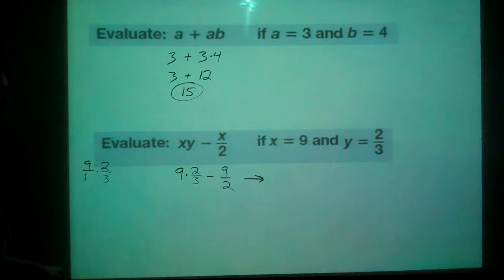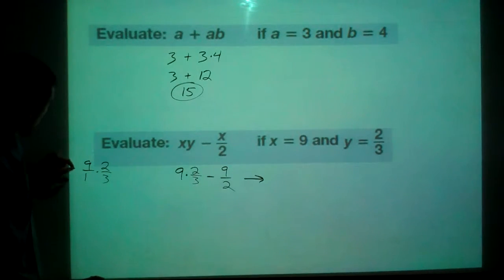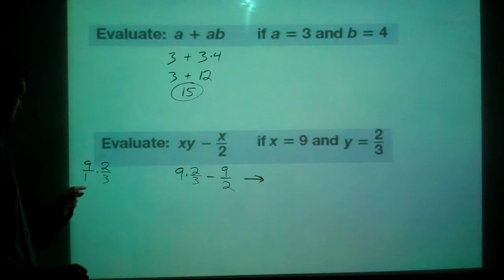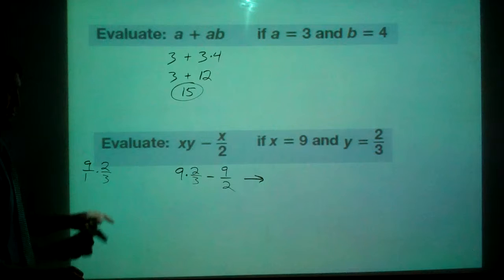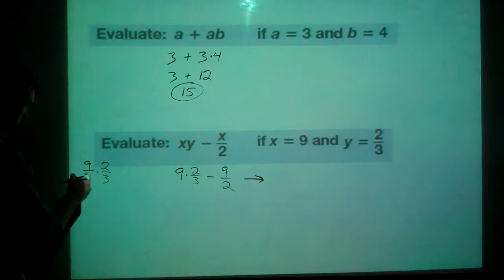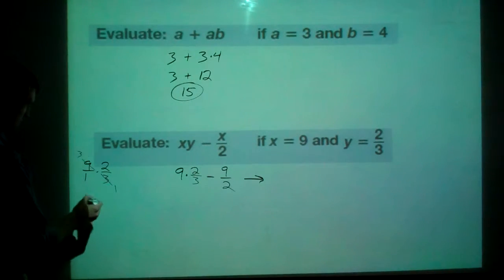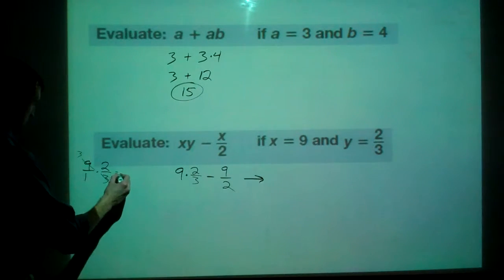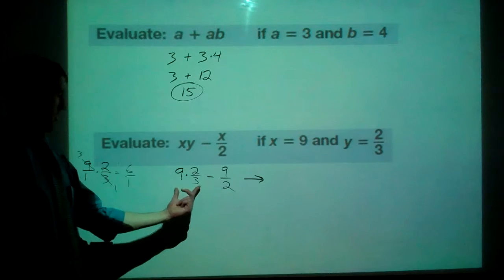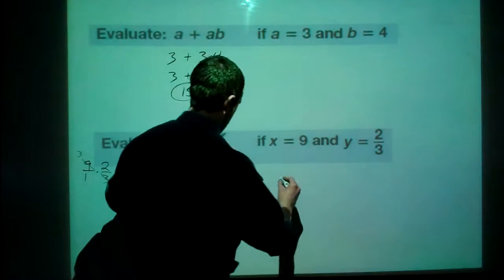Really, we could go, excuse me, we could do 9 times 2 and get 18, and that would be over 1 times 3, which is 3. So 18 divided by 3 is 6. I like doing the shortcut. 9 divided by 3 is 3. 3 divided by 3 is 1. So 3 times 2 equals 6. 1 times 1 is 1. So really this quantity right here equals 6.